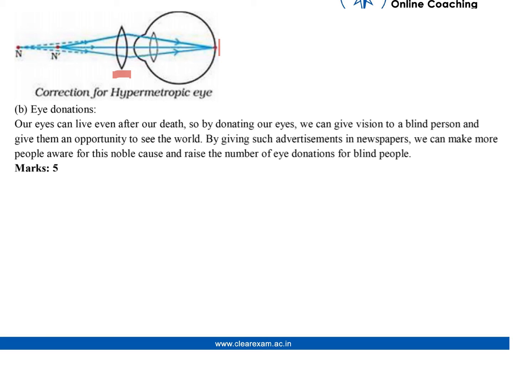And in B part, eye donations: our eyes can live even after our death. So by donating our eyes, we can give vision to a blind person and give them an opportunity to see the world. By giving such advertisements in newspapers, we can make more people aware of this noble cause and raise the number of eye donations for blind people.